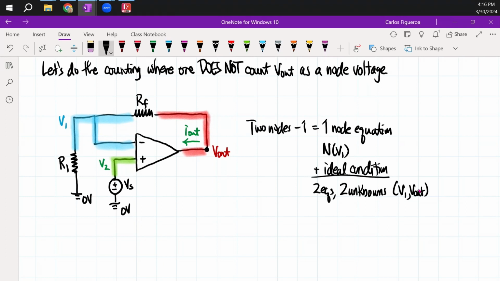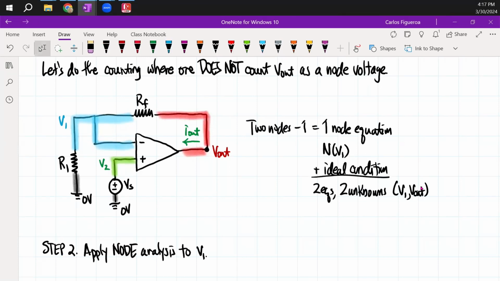So if I look at this again, these are the grounds right here. So here I go. Step one, I did the counting. So now I'm going to go to step two. I'm going to apply node analysis.